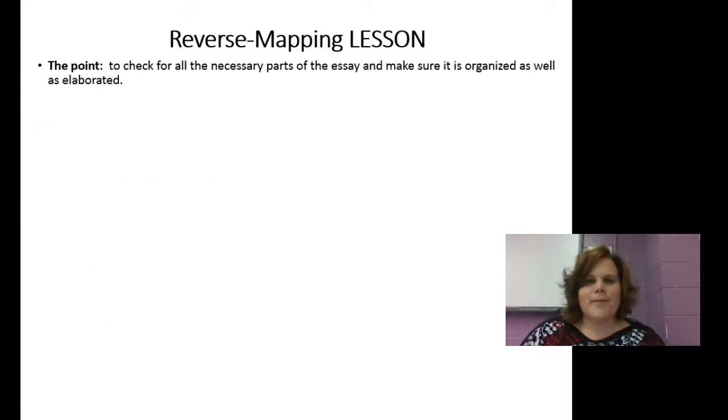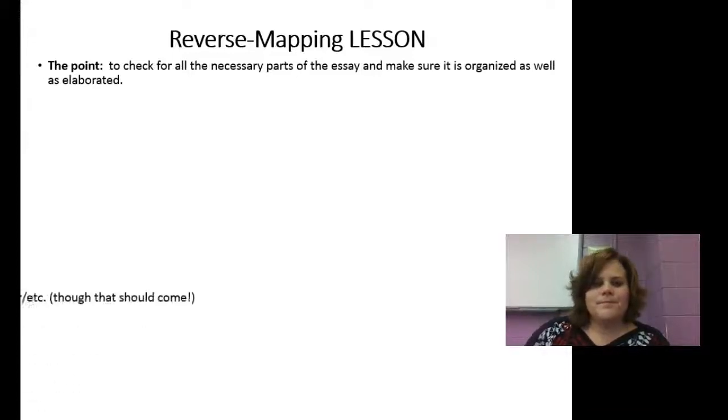First let's talk about what a reverse map is supposed to be. The whole point of reverse mapping is to check for all the necessary parts of an essay. People always say, how long does it have to be? And I'm like, I don't know. It just depends how much you have. So we're going to look for our thesis. We're going to make sure it fits and it's organized, and all of this can be done through reverse mapping. P.S. It could also be done through mapping the first time. But if there are problems, this is how you can check.